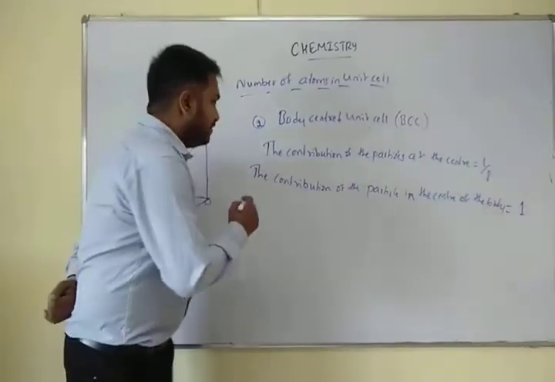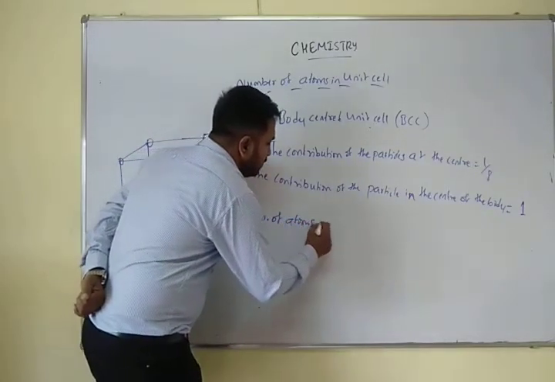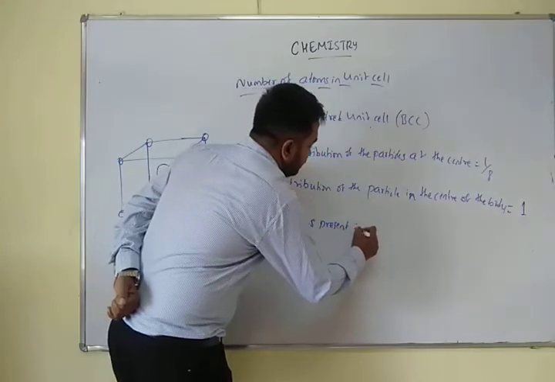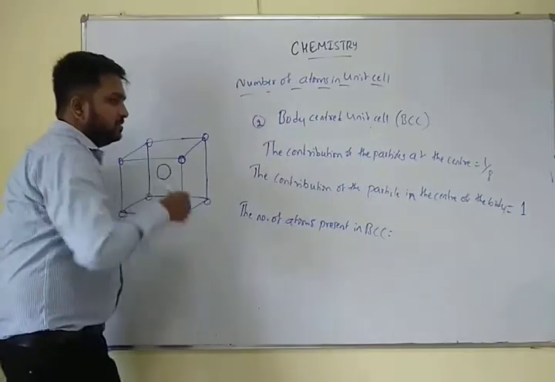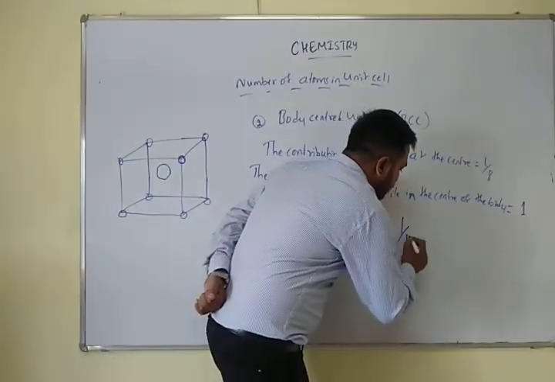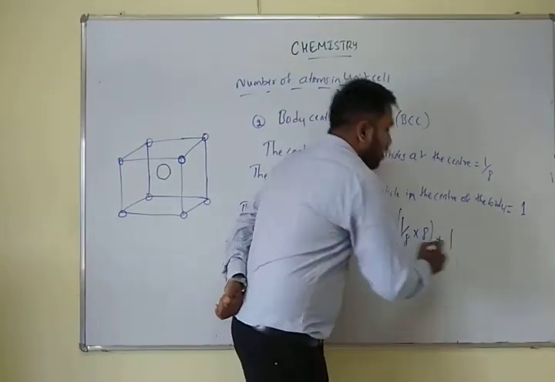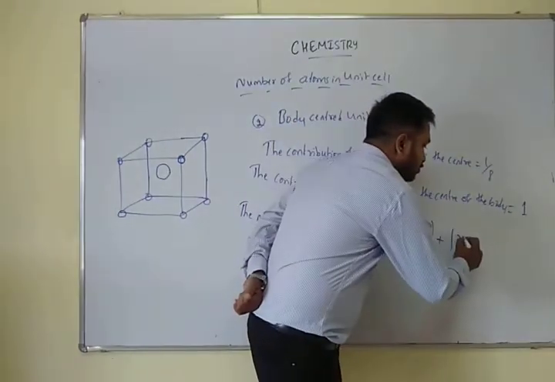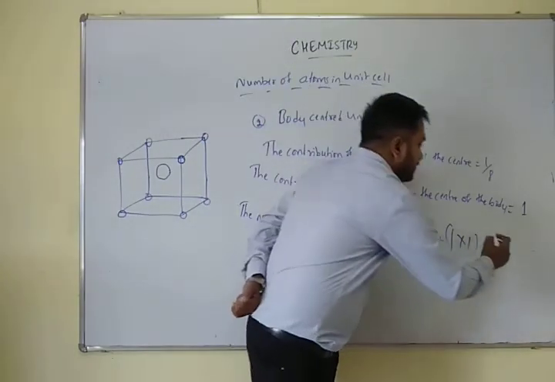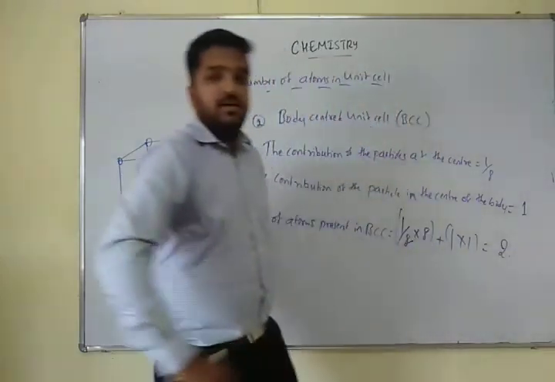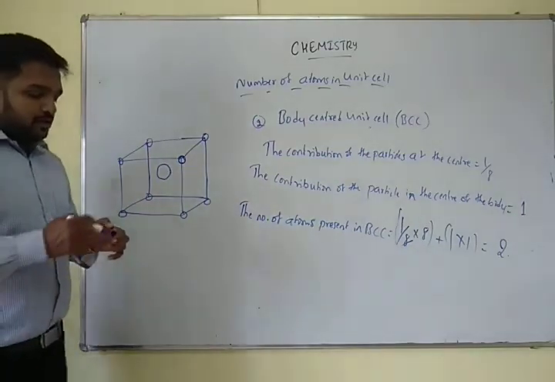So the number of atoms present in BCC, that is the body center cubic cell, is as follows. Now let us look at the corners. Corners is 1 by 8 shared, into 8 corner atoms, and we have one atom at the center. It has no sharing, so 8 into 1 by 8 cancels to 1, plus 1, it is 2. Clear? So the number of atoms present in BCC is 2 atoms.